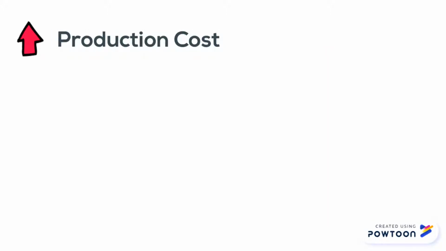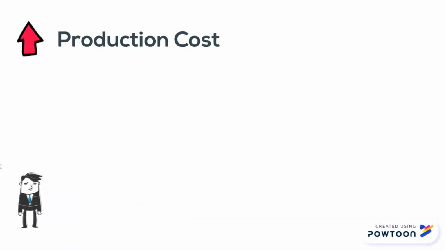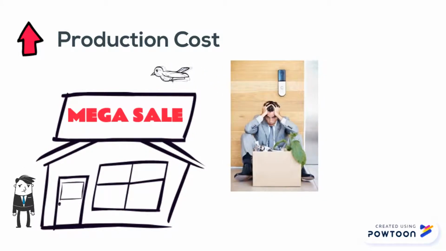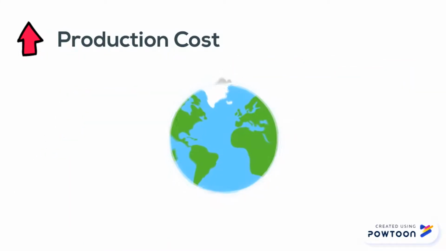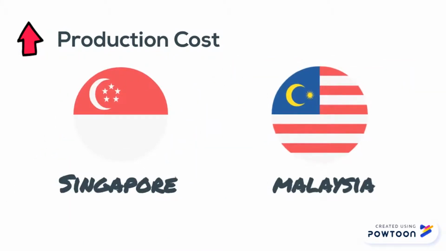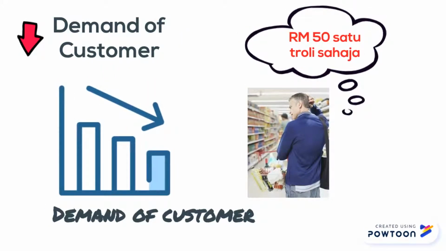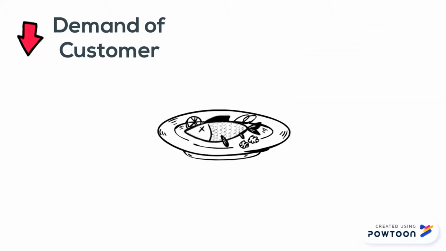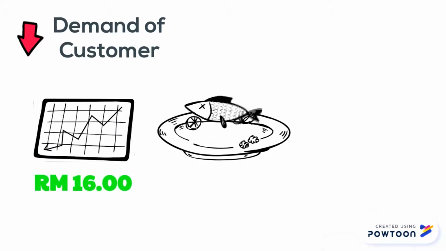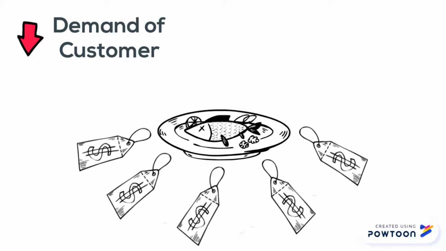An increase in the production cost will bring a negative impact to the economy. For example, decreasing the demand of customers, affecting the unemployment rate, and also increasing the cost of living for both countries, which are Singapore and Malaysia. An increase in the production cost will decrease the demand of customers. For example, in Malaysia, the retail price of humble fish fluctuates between 16 ringgit and 19 ringgit. This increase in the price has caused households to purchase less and less humble fish.